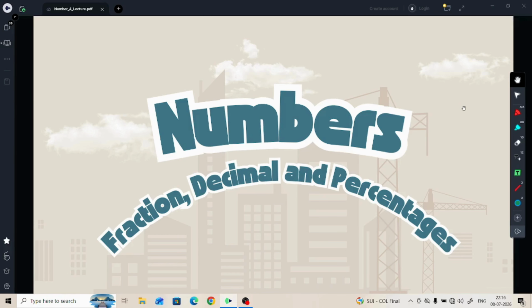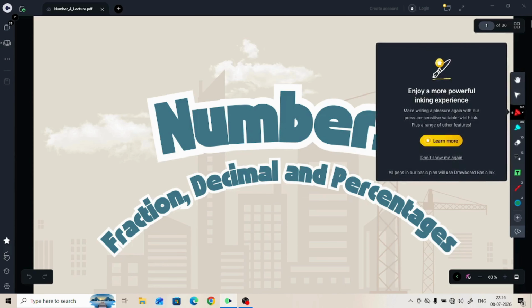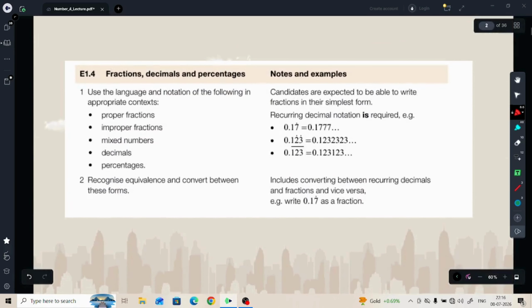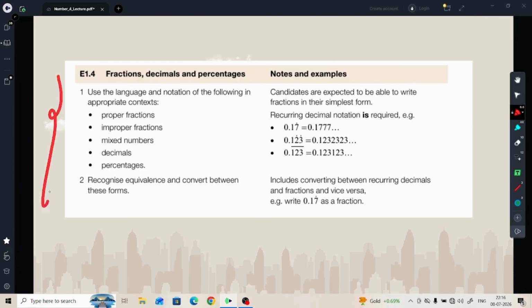Hey everyone, so today let's talk about this particular topic in numbers only, and the segment name is fractional, decimal and percentage. It's a very easy segment again, so don't worry much. Let's start. So this is the syllabus that needs to be covered particularly in this chapter.